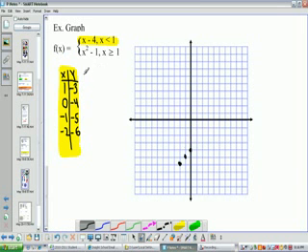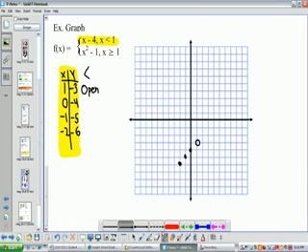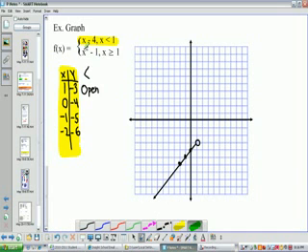so what happens here, because of the less than symbol, this should be an open circle. So our line looks like this. And it goes on forever in the left direction, or decreasing. And then our second part of our graph is the x squared minus 1. And x is greater than or equal to 1.